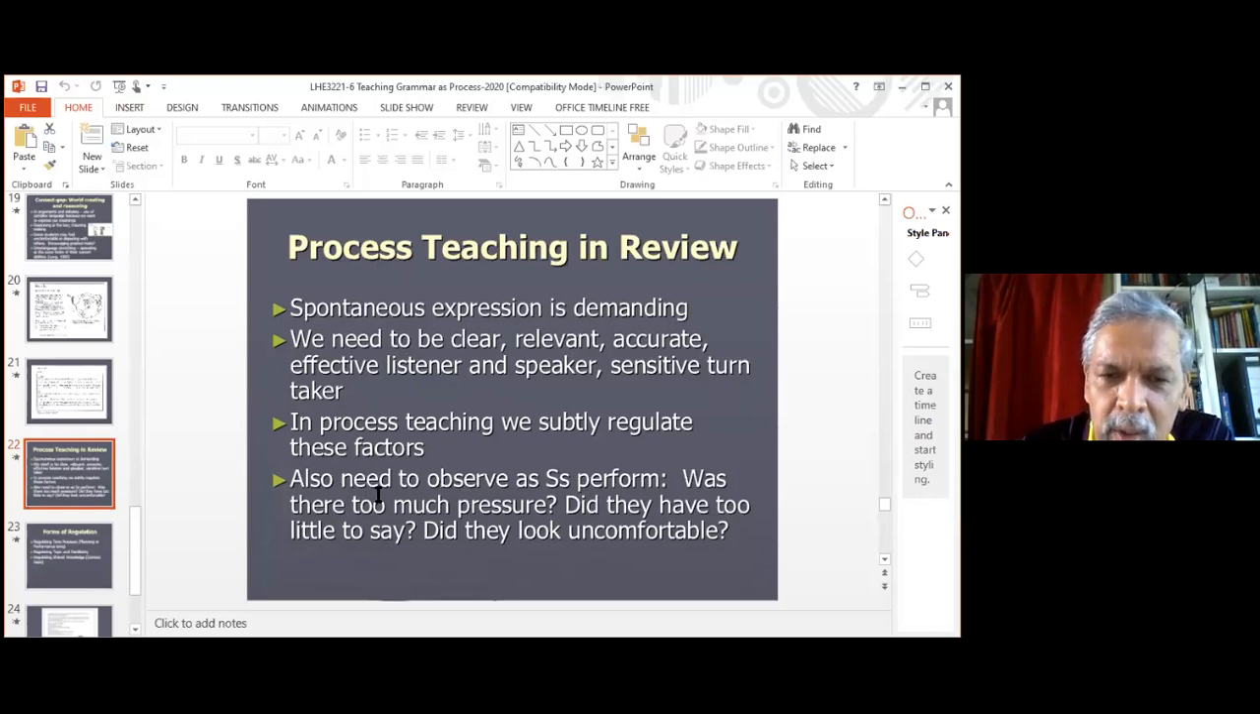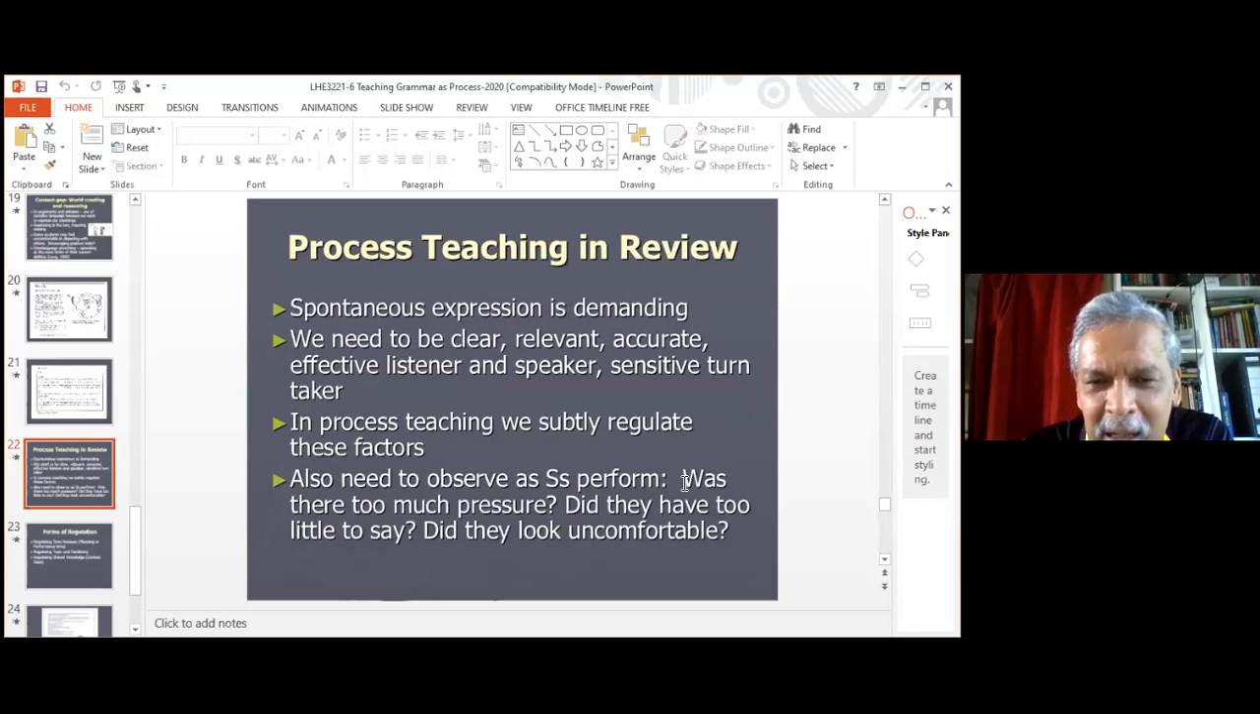Also, as I mentioned several times, we need to observe as students perform. Was there too much pressure? Because we don't want a negative end result, right? We don't want them to be suddenly too scared to enter the class, or too uncomfortable, or under too much pressure, because the result will be negative. They just sit there quietly and look at you and don't say anything.